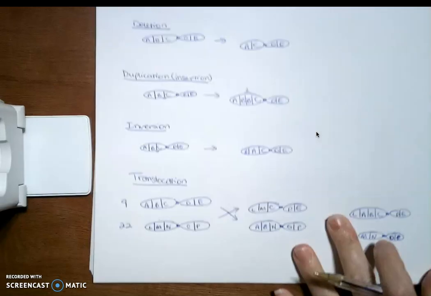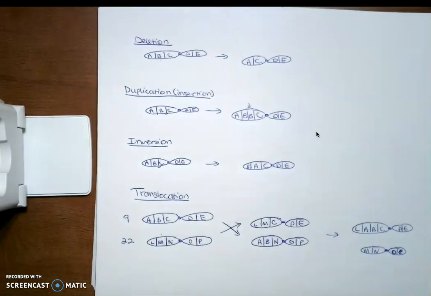So those are the 5 chromosomal mutations: nondisjunction, deletion, duplication, inversion, and translocation. I hope that helps, but let me know if you've got questions.